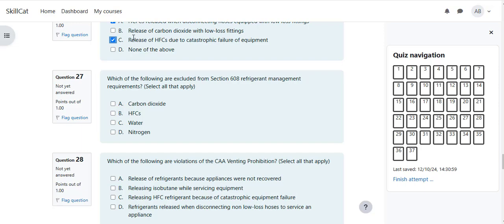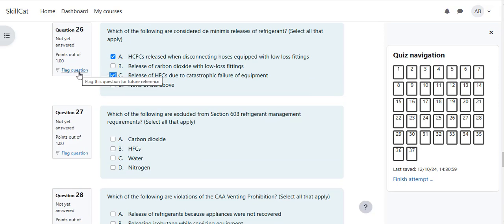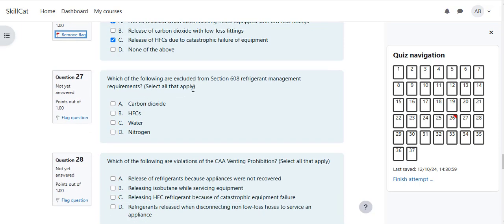Which of the following, I'm not sure about this one. Which of the following are, we flagged this one. Which of the following are excluded from Section 608 refrigerant management requirements? Select all that apply. Carbon dioxide, yeah, and water and nitrogen.